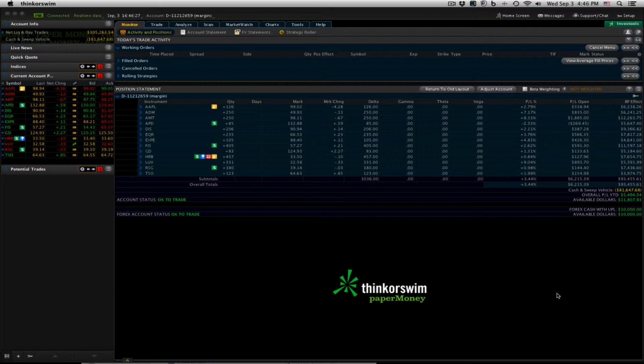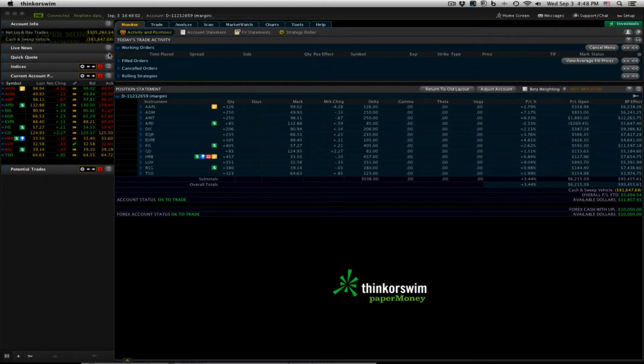I thought we'd switch it up a little bit tonight and take a quick look at our paper money account. This is the monitor tab with all our positions from paper money that we've entered. Right now you can see we have the 13 open positions that are similar to or the same as what is listed in the model portfolio. And you can see profit and loss open is $6,200, and the percentage open is 3.44%.